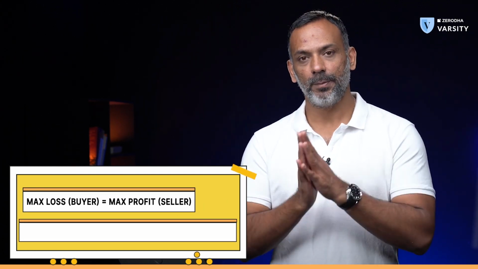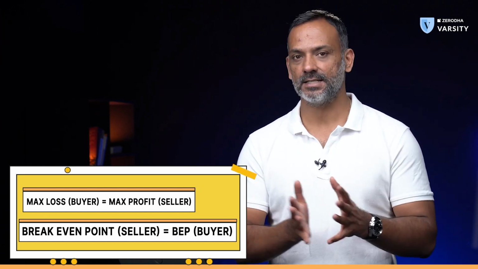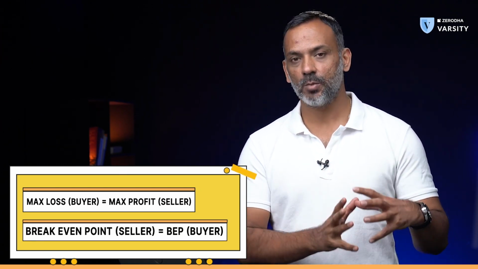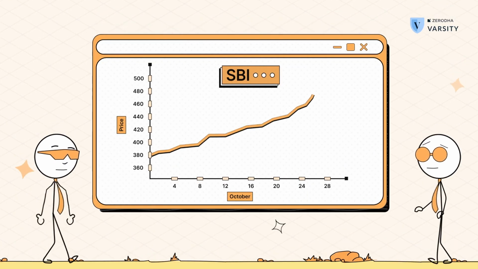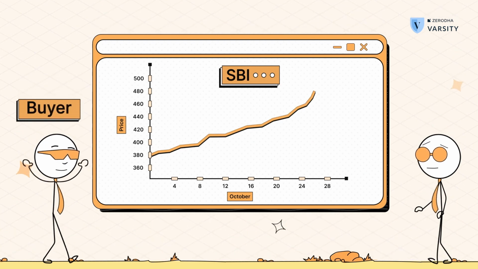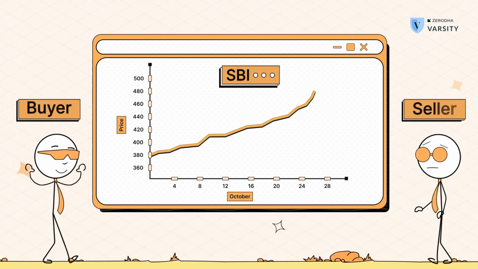Again, the break-even point for both buyer and seller remains the same. That doesn't change. But now here's the most crucial bit. As and when the stock price goes up, I as a buyer will make money. As and when the stock price goes up, the seller will start losing money. Therefore, the call option seller's payoff is a mirror image of the call option buyer's payoff.